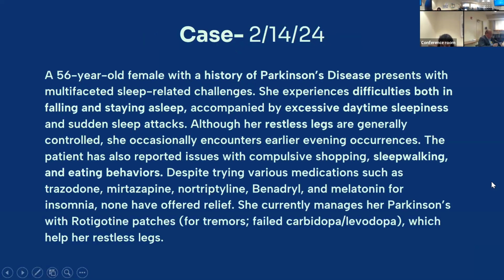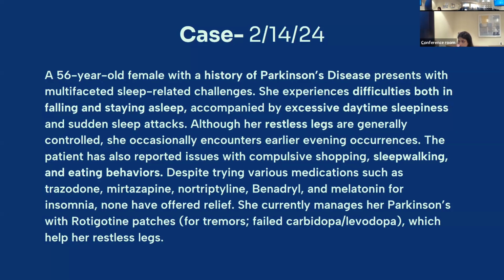So the reason I'm doing this talk was because of a case I had with Dr. Patil a couple months ago. We had a 56-year-old female, history of Parkinson's. She had a lot of sleep-related challenges, was having trouble falling asleep, staying asleep. She had a lot of excessive daytime sleepiness and these sudden sleep attacks. She did have restless legs, but she said they were pretty much controlled, but occasionally it would pop up again, and she was noticing it was occurring earlier in the evenings, sometimes going into her arms as well.